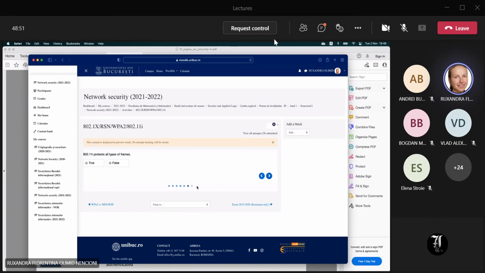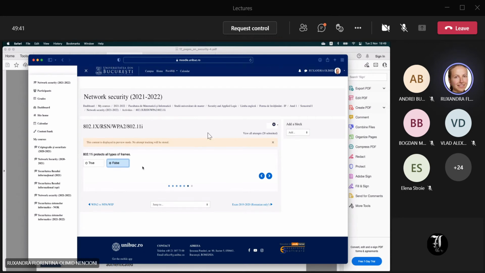802.11i protects all types of frames. False. It does not protect the authentication frames, the first frames. This is correct. It does not protect everything. Usually when we refer to frames, we also refer to them after at least the first initial handshake, because otherwise we can say, but the beacons that are sent, you saw, for example, in the capture for the lab, they're almost all the time sent in clear. I'm not encrypting those. So like this, in any protocol there would be something not protected.